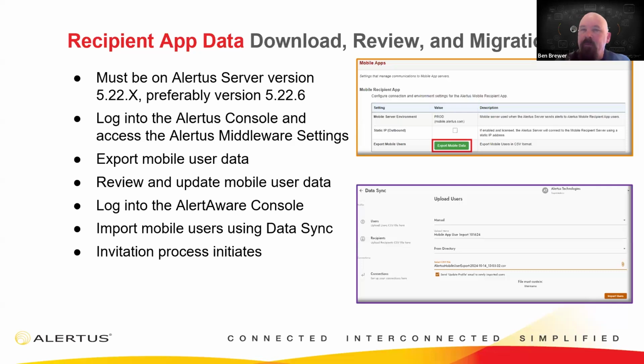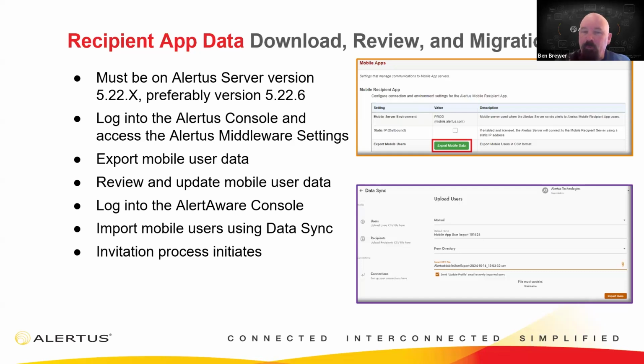And then within the middleware, there's a mobile app section, and we've got a new area in here that's called Export Mobile Users. You'll click on the green button that I have highlighted, and it will download a CSV file to your computer. We then recommend that you take an opportunity to review and update that data accordingly. And once you're ready, then we will get back together with you all. We'll have you log into the Alert Aware console, either as an owner or an admin. It does not have to be an owner role.